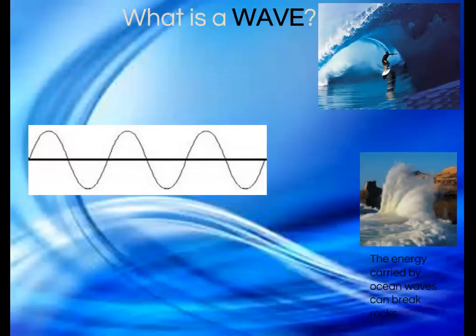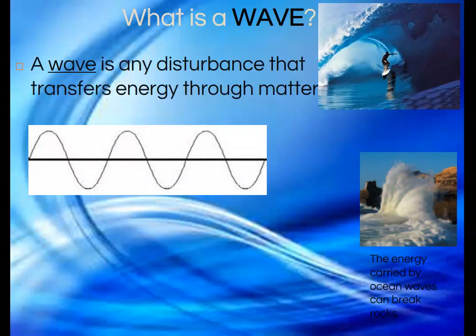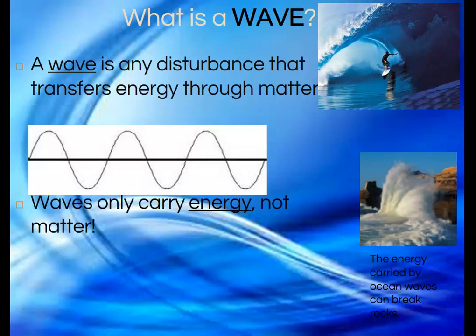So what is a wave? When we look at a wave, waves carry energy. That energy is a disturbance that transfers energy through matter. So if I have matter like water, then the wave is going to travel the energy through that. When we see a wave on the ocean, all that is the transferred energy, energy that is moving through that matter. A wave, again, is any disturbance that transfers energy through matter. When energy is transferred through matter, that is what we refer to as a wave. Waves only carry energy. They do not carry matter.